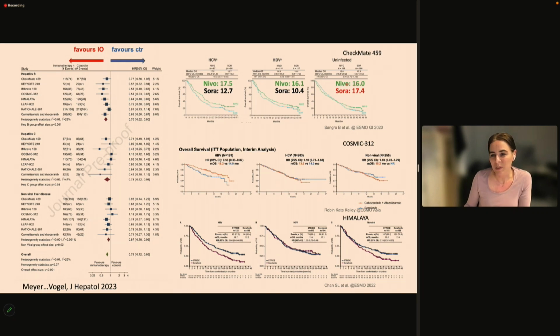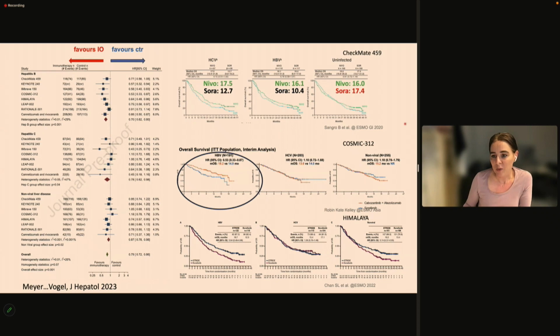So the immunotherapy arm had a pretty similar median overall survival. However, looking at the control arm, the sorafenib arm, you can see that there's really this increased overall survival in the sorafenib arm that's quite unexpected. But actually, this will be reflected in a hazard ratio that seems to be worse for immunotherapy.